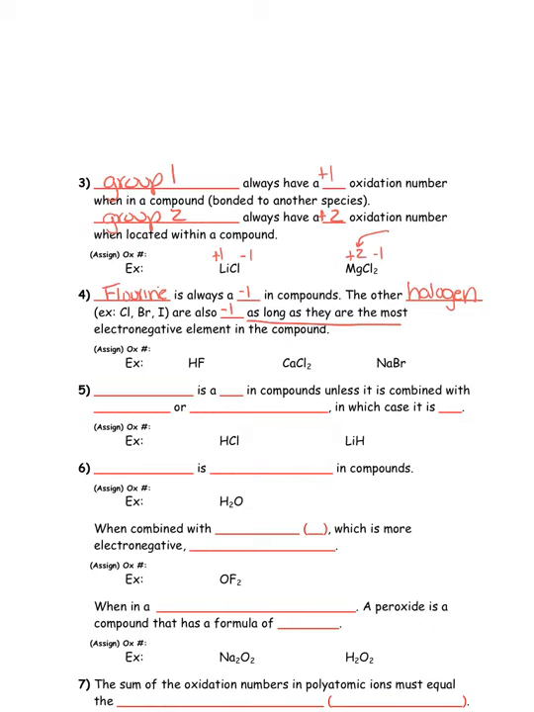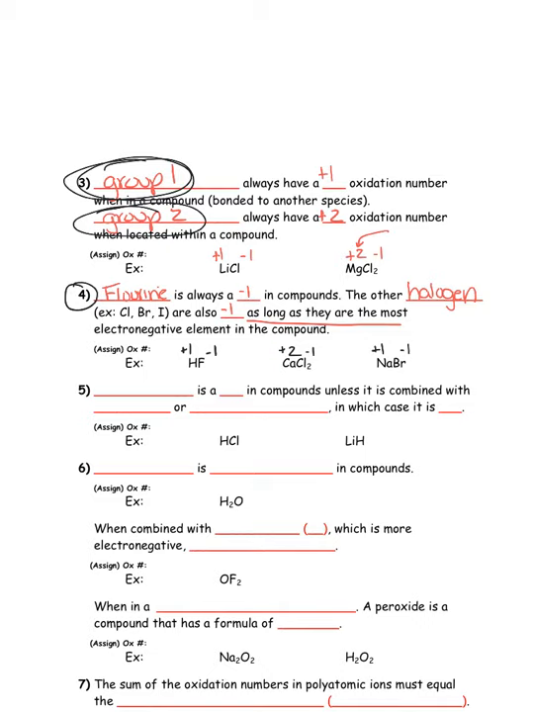Okay, so let's look at this HF. We don't have a rule for hydrogen yet. It's coming next in the list, but fluorine we know has to be a -1, from rule number 4. And that means hydrogen has to be a +1 because they have to add to 0. Chlorine is a halogen. It's in group 17, so it's a -1. So calcium, which is a group 2 metal, is a +2. And then sodium is a group 1 metal, so that's from this rule up here, and bromine is a halogen, which makes it a -1.